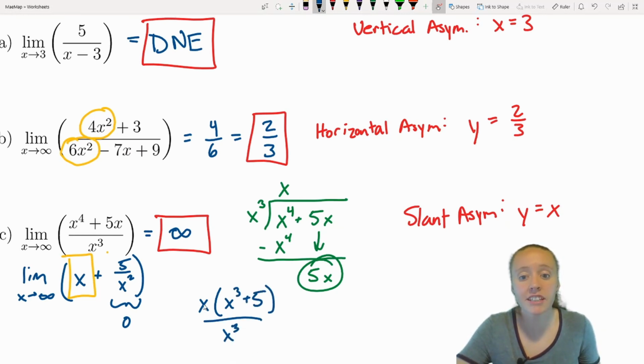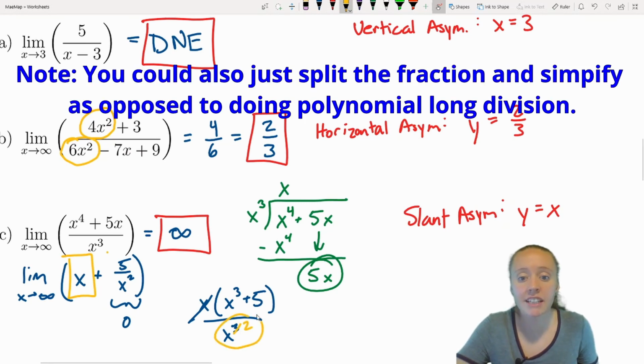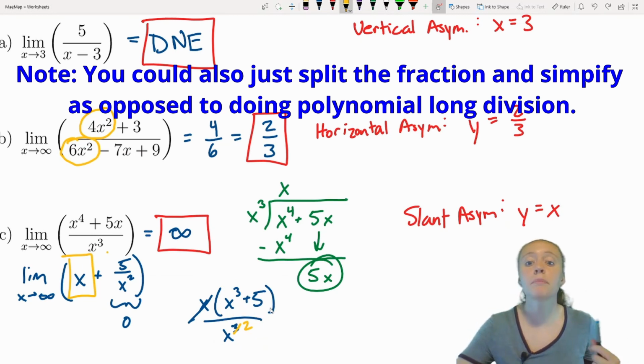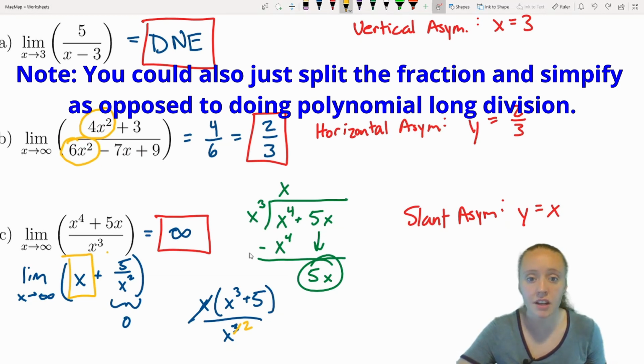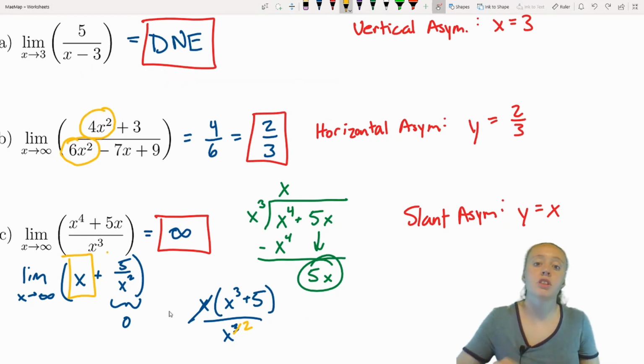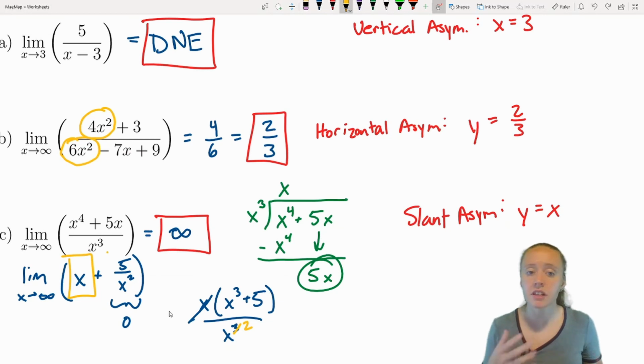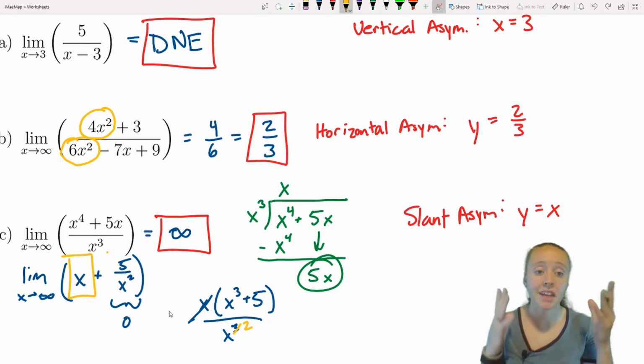When I simplify that down, my x cancels out with one of my x's in my denominator to leave me with x squared. My degree is still one less in my denominator than it is in my numerator, so because my numerator has a degree that's one more than my denominator, I would still do polynomial long division here. I would get the same result. So sometimes it's helpful to simplify first because it's a little less work, but there we have it. My slant asymptote is y equals x.